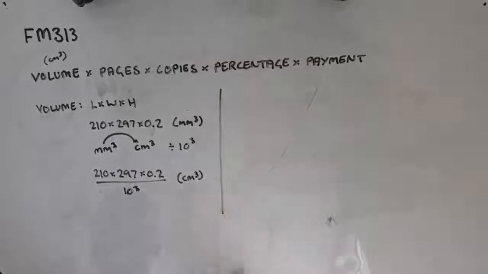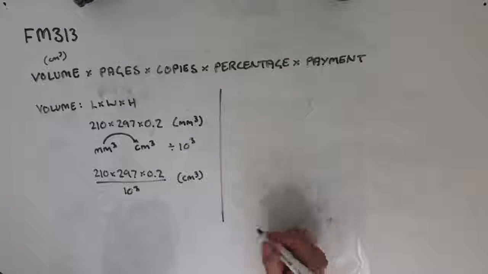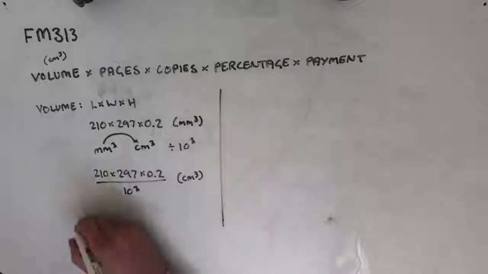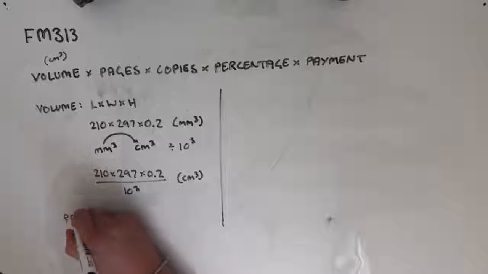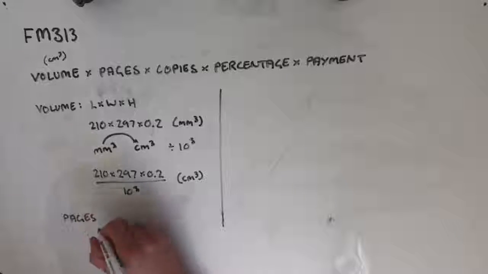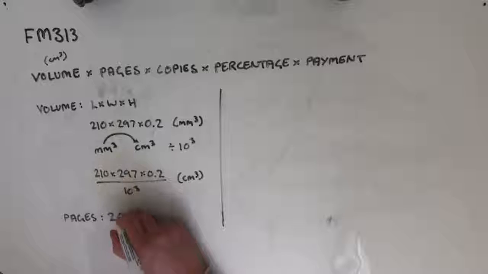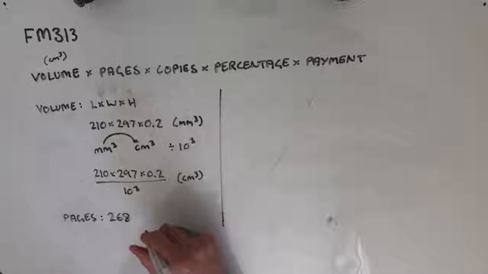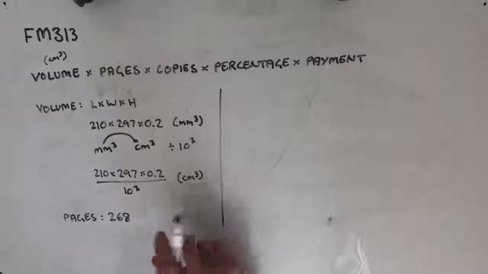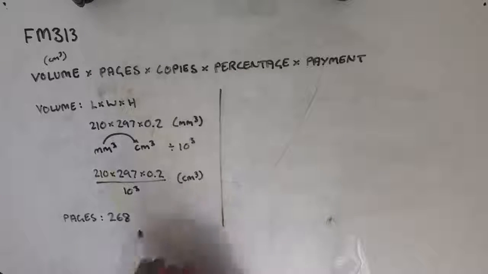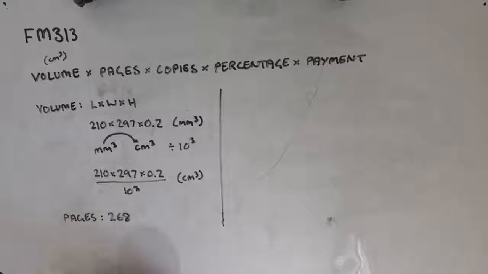Excellent. Something else that we can look at is the number of pages that we have. The number of pages we've been told is 268. Now in question FM312, we had to worry about both sides, so timesing that by 2, but that was because we're looking at surface area. Because we're looking at volume here, we don't need to double the amount of pages, we just leave it as 268.